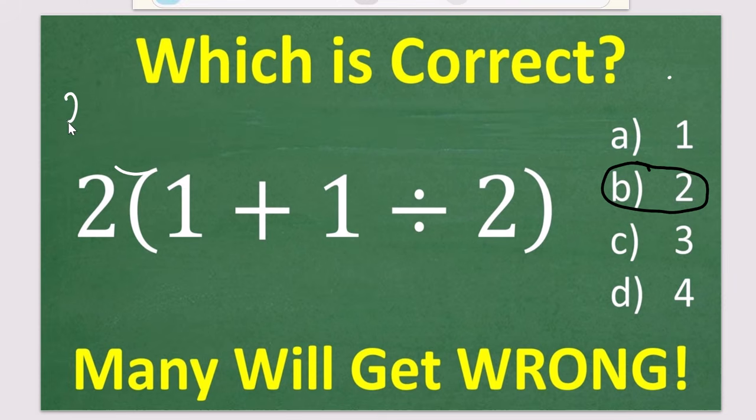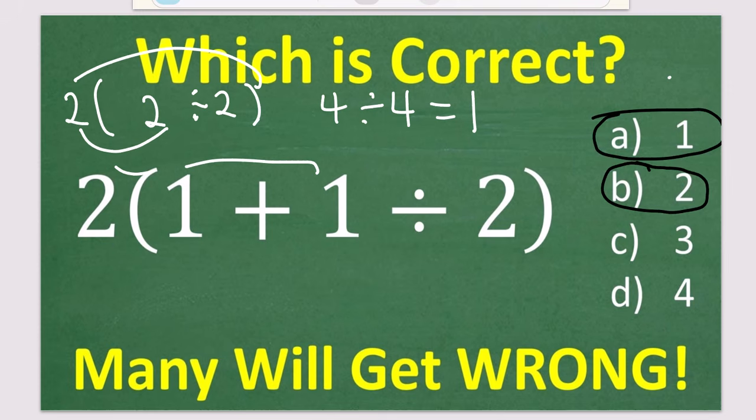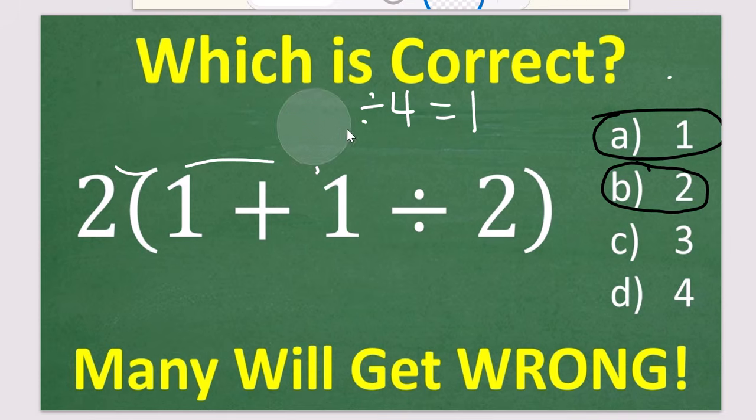Also, people might use another approach by saying 2 into parentheses of 1 plus 1, which is 2, divided by 2. So by saying 2 multiplied by 2, which is 4, divided by 2 multiplied by 2 again, which is 4. 4 divided by 4 is going to be equal to 1. And they decide to choose this option A. But I'm glad to tell you that none of this is going to work. None of this is right.